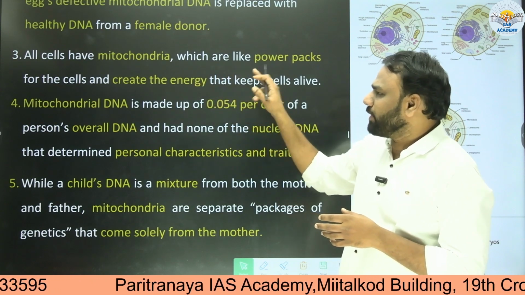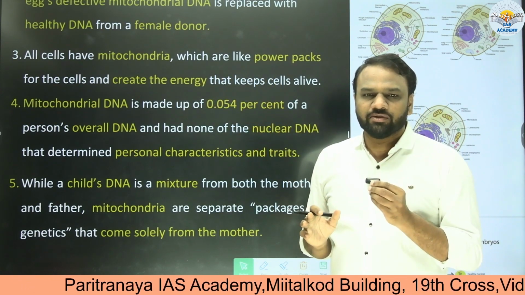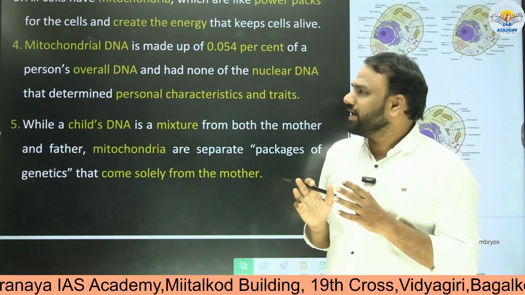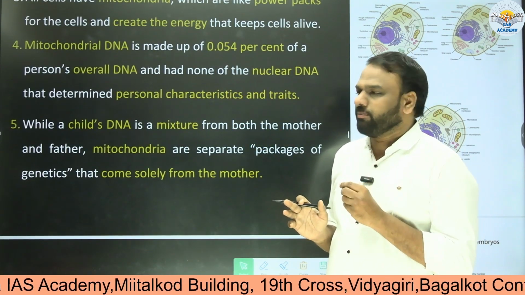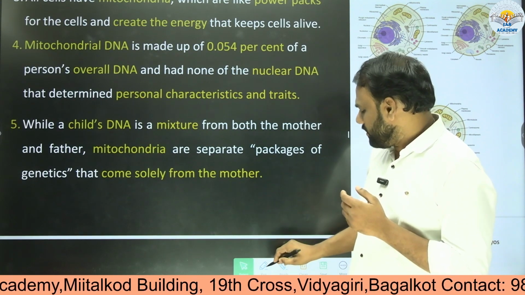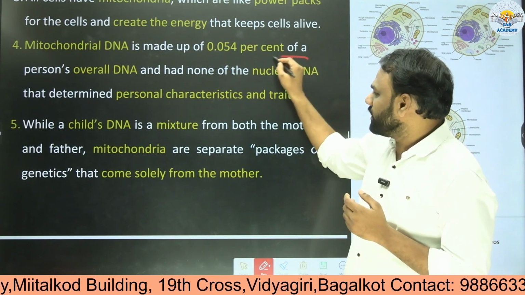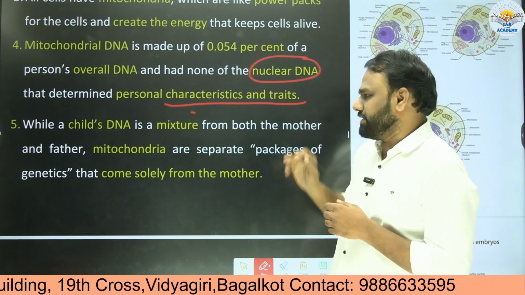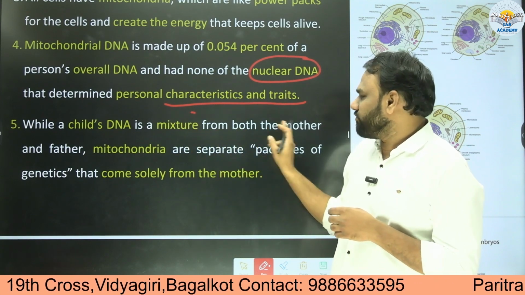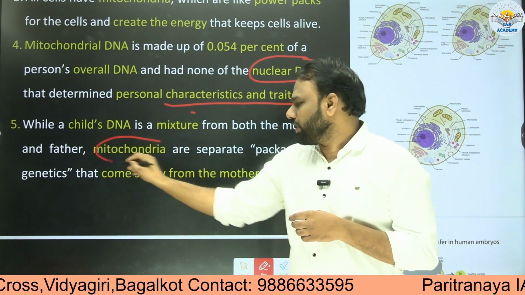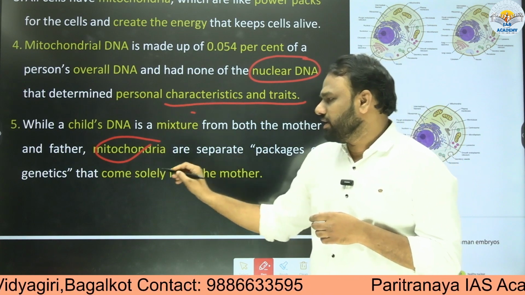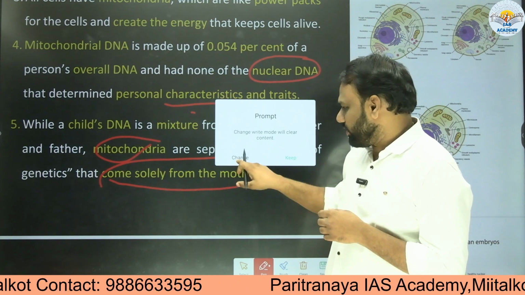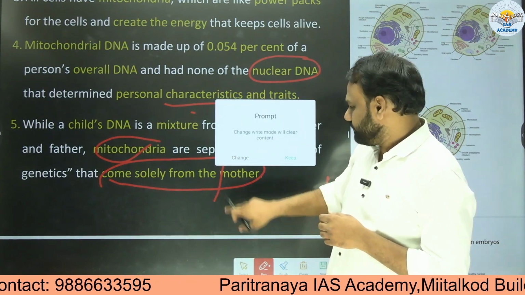So mitochondria is the powerhouse of the cell. All the energy which the cell receives comes from mitochondria. This is also important. As I mentioned, mitochondrial DNA is very, very minuscule, 0.054%, whereas the majority of the DNA is present in the nucleus. Nuclear DNA is very important in determining personal characteristics and traits. While a child's DNA is a mixture from both the mother and the father, mitochondria are separate packages of genetics that come solely from the mother. This also we have discussed. So mitochondria is completely inherited from the mother.